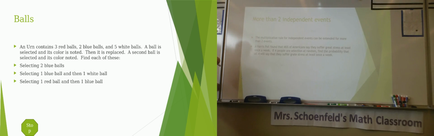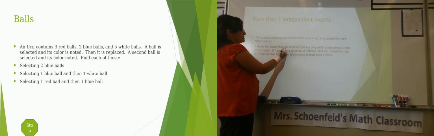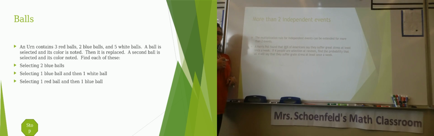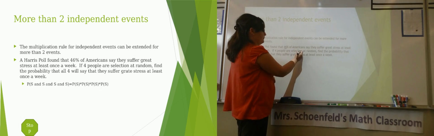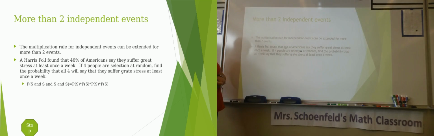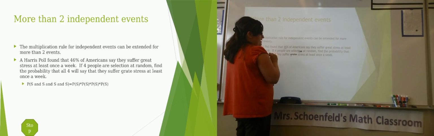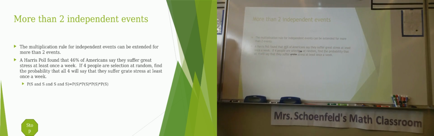A Harris poll found that 46% of Americans say that they suffer great stress at least once a week. If 4 people are selected at random, find the probability that all 4 will say they suffer great stress. Wow, I was typing fast, sorry. It didn't tell me it was spelled wrong. Great. We're going to grate some cheese. That they will experience some great cheese at least once a week. Okay? So yeah, I know this is spelled wrong, whoever watches this in the future.